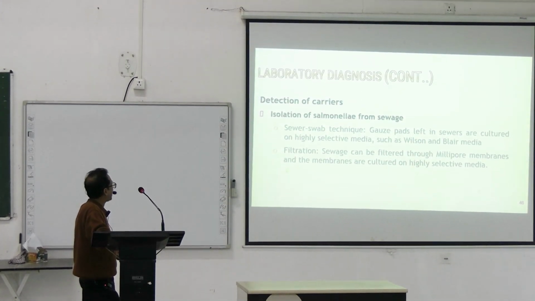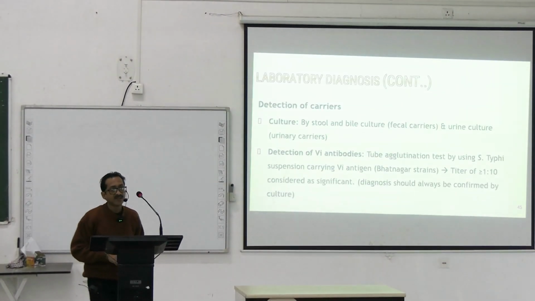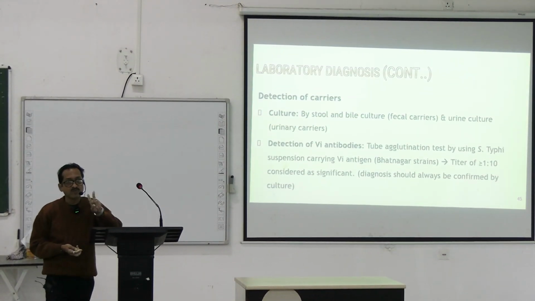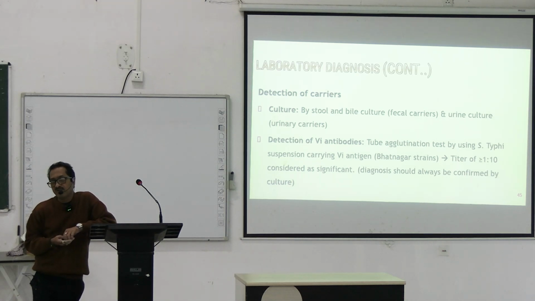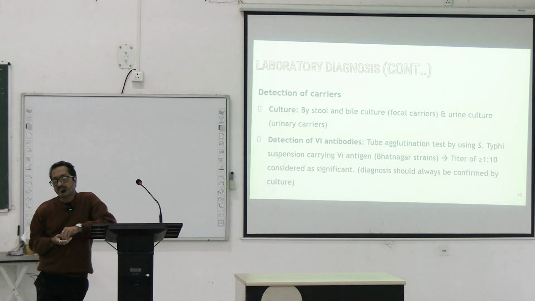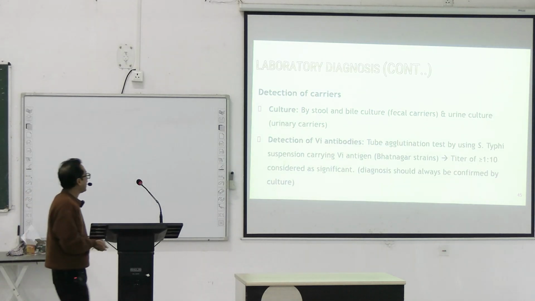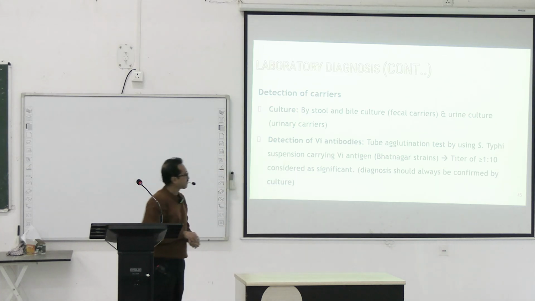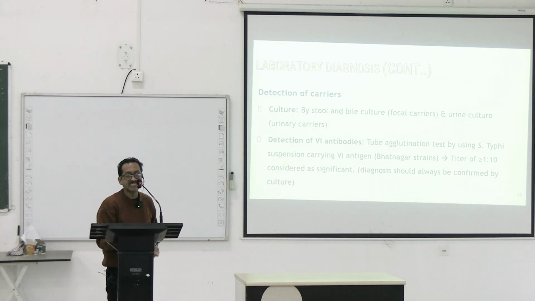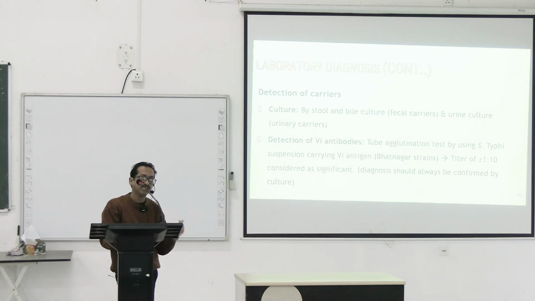Culture already I have. Carrier, how will you detect the carrier? Carrier, two methods. One is either stool culture or urine culture or detecting antibody against Vi antigen. These are the three methods for detecting carrier state. Antibody against Vi or stool and urine or bile culture. What is the titer for antibody to Vi? I have already mentioned. It is low immunogenic. So 1:10 is also significant in case of antibody to Vi antigen.